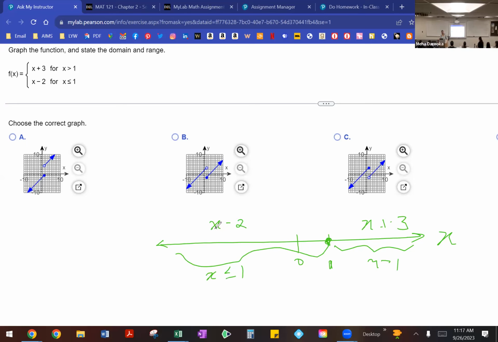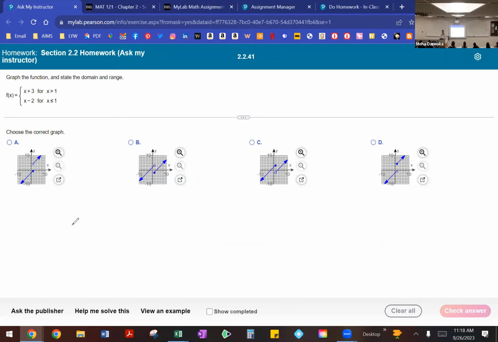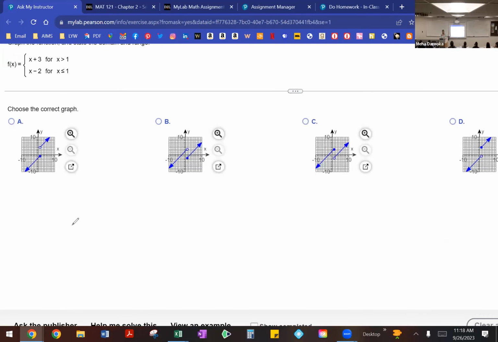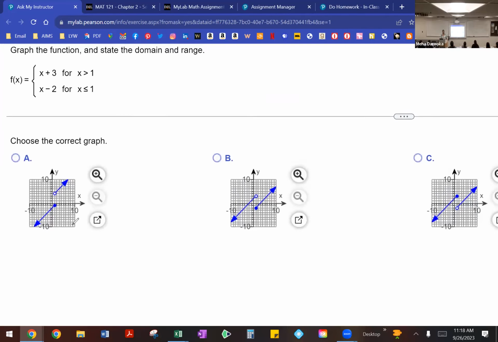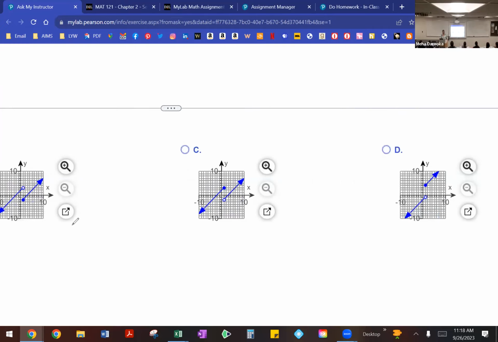So the idea is, of course, choosing the right graph, because we need to know what those graphs will look like on each part of the domain, and then of course selecting our domain and range. So what do you think our graph should be for this one? x plus 3 for all the values x greater than 1, and x minus 2 for x equal to and less than.